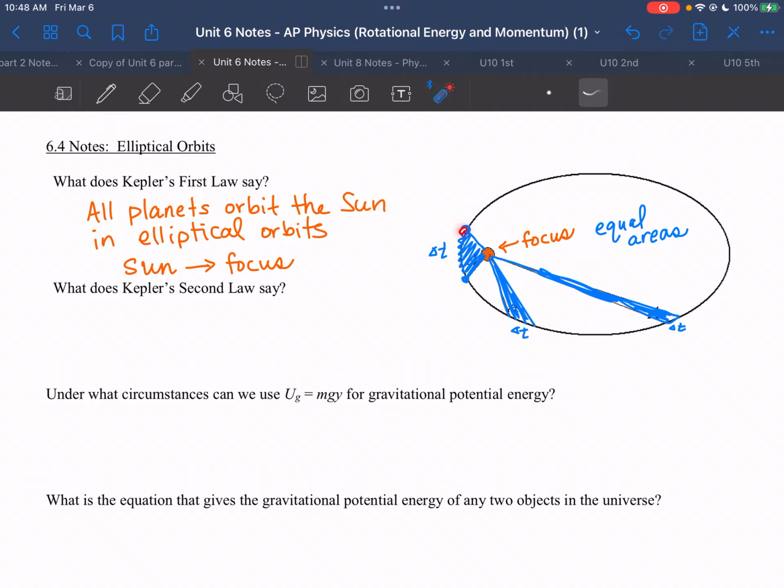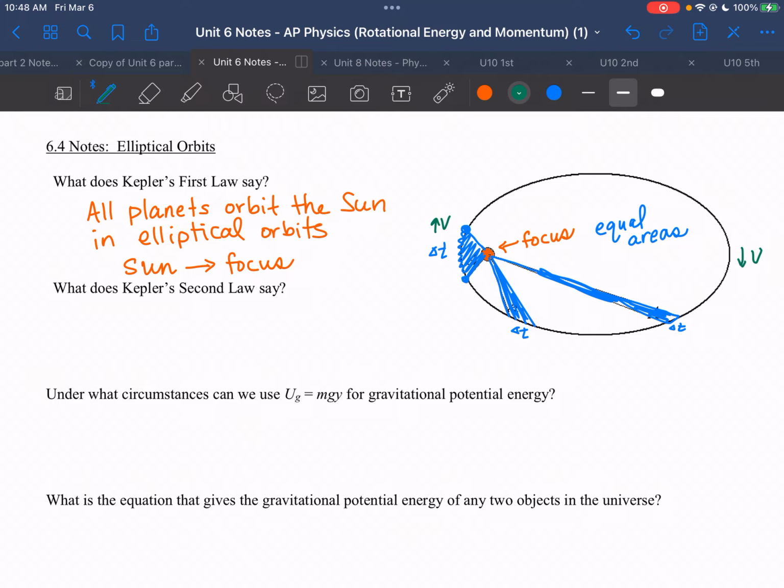So you might notice over here it has gone through a greater area in that same amount of time, which means that you have a much greater speed at this location than you do over here. So when it's really close to that sun, it's going to have a much quicker speed.